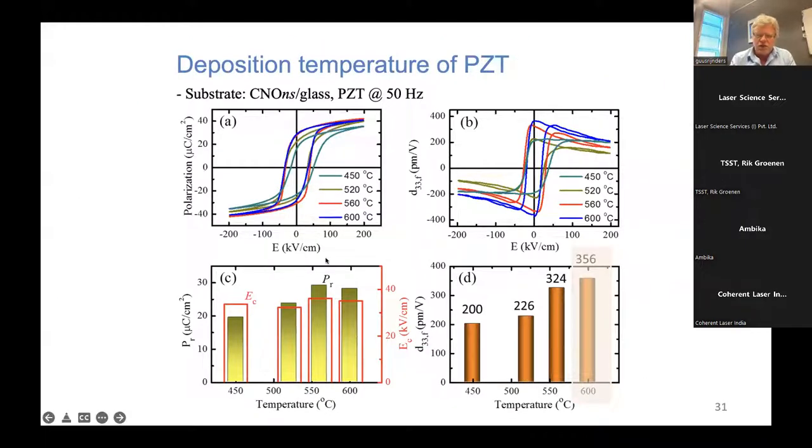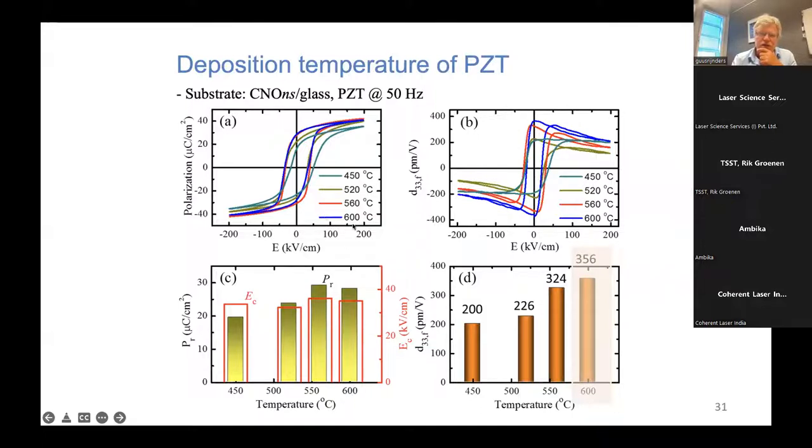Now, this is a somewhat busy slide I will walk you through. So here we used calcium niobate nanosheets deposited on glass. And on top of this, we deposited the PZT. And clearly you can see here these polarization loops and the piezoelectric properties.